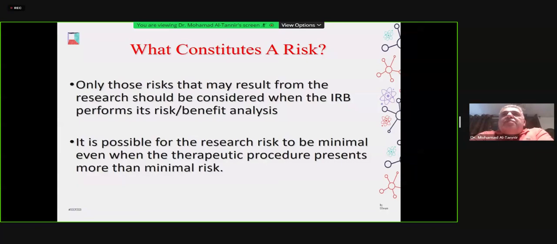Let's take an example. Patients undergoing CABG surgery, it's a very serious, extensive surgery. So the clinical risk is high. But if the study is to assess post-operative pain, comparing 2 different regimens in post-operative pain management, there is a minimal research risk in this scenario. So even though the patients are at high clinical risk, the research risk is very minimal, and approval from the IRB should be granted easily.